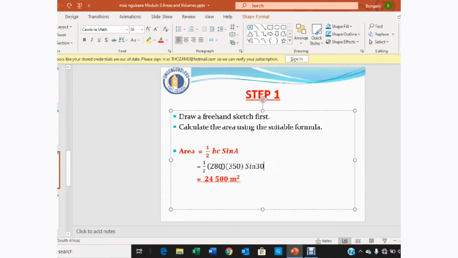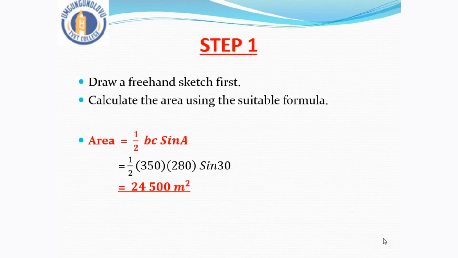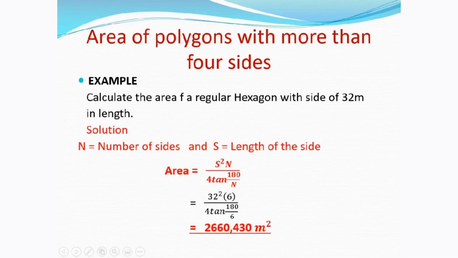So B is equal to 350, and C is equal to 280. Now we've got the correct values. So our answer here will be 24,500 square meters because we were calculating for the area. That's why our unit of measurement is in square meters.